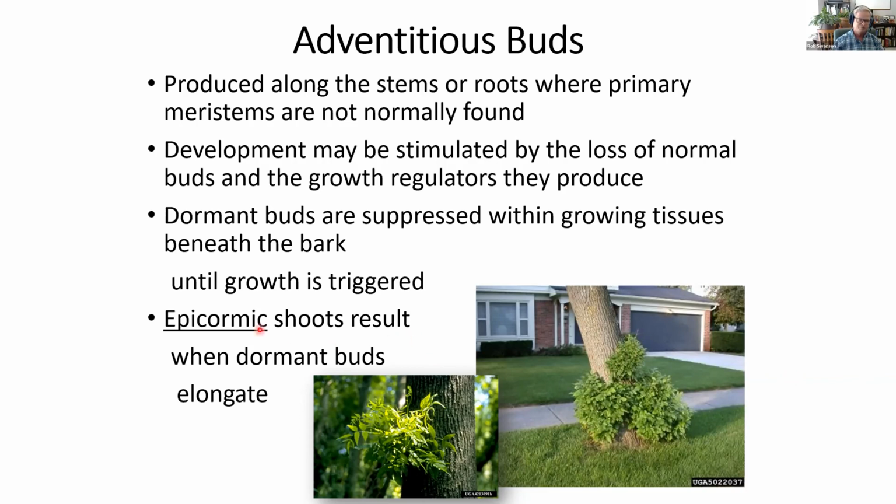Another type of terminology that we use here is epicormic. Epicormic shoots result when dormant buds elongate. So dormant buds, again, latent buds. So these things, we call it adventitious growth development, adventitious shoots. The more technical term is epicormic shoot, but you could see all of these.